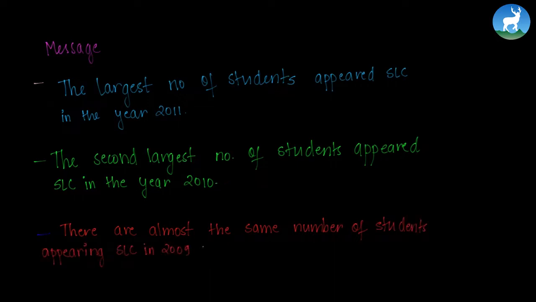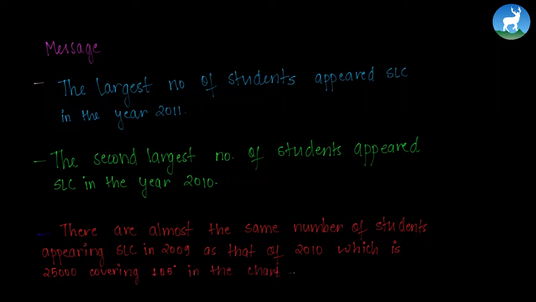So you can make it more specific as I did in the third point. You can also add the same thing in the second point. The second largest number of students appeared in the year 2010, covering, you can add this, 115 degrees in the chart.